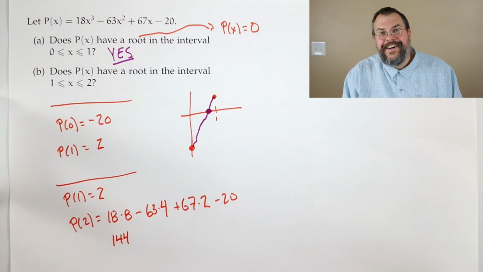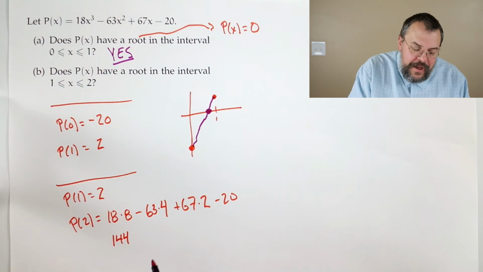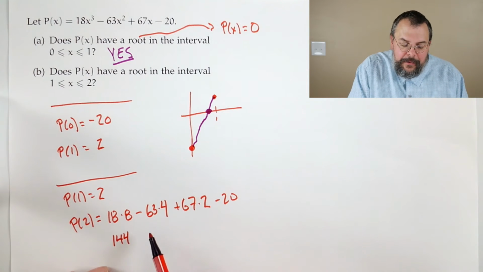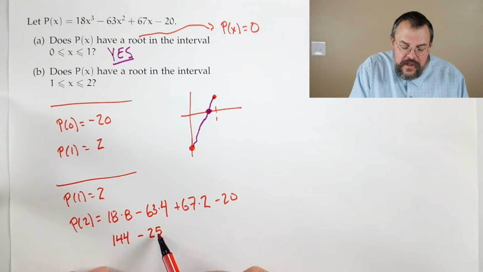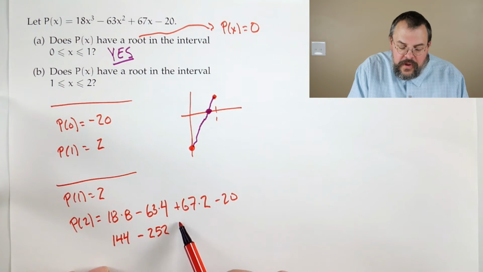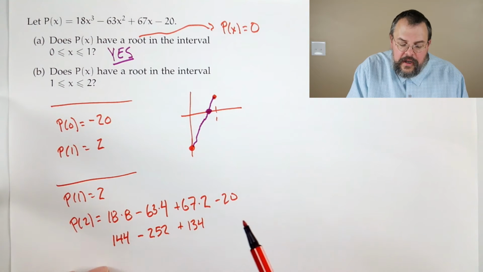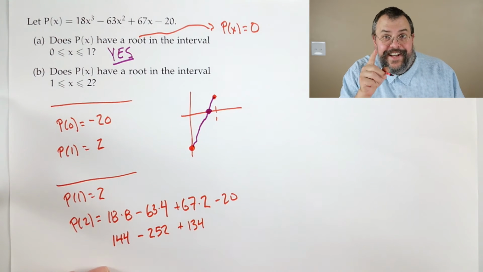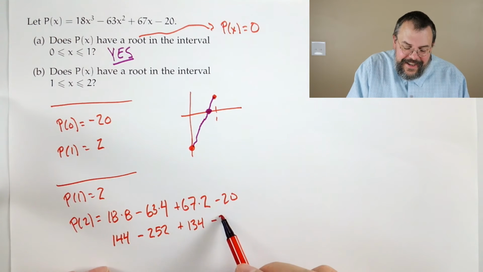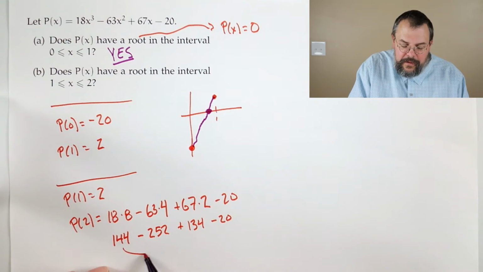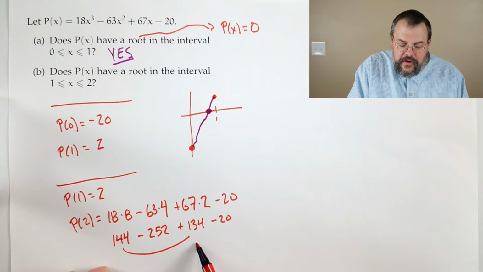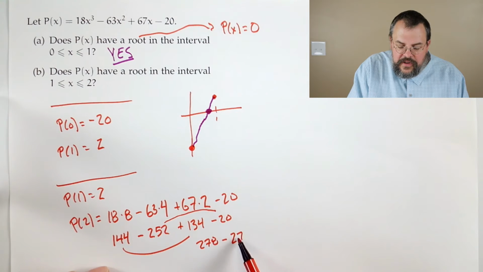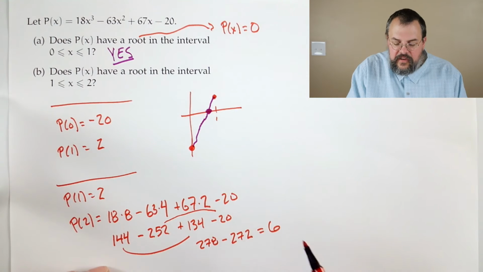Good times. Okay, 63 times 4, that would be 252. 67 times 2 would be 134. And 20, okay, I got that one. That's 20. All right, so let's see. 144 plus 134, that would be 278. 252 and 20, that would be 272, which tells us that we get 6.